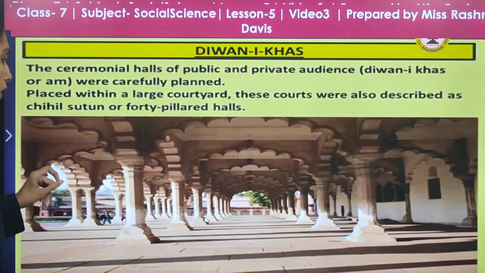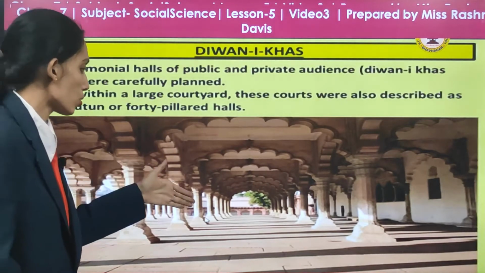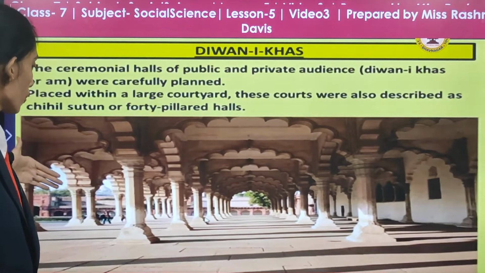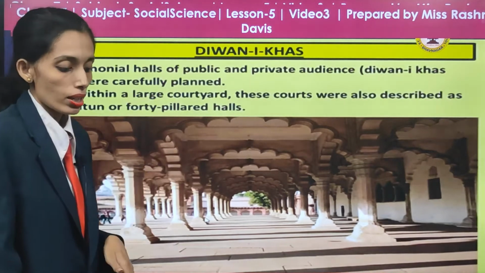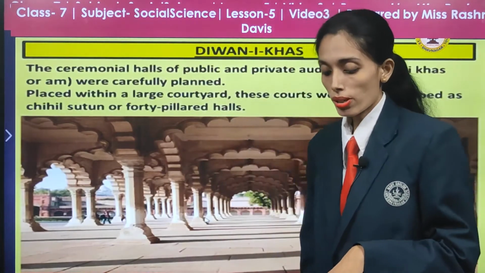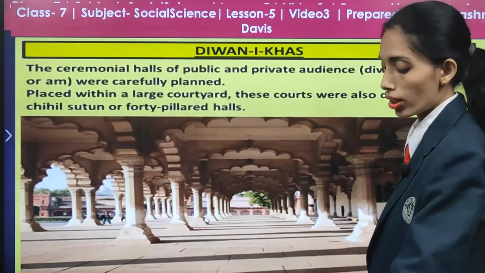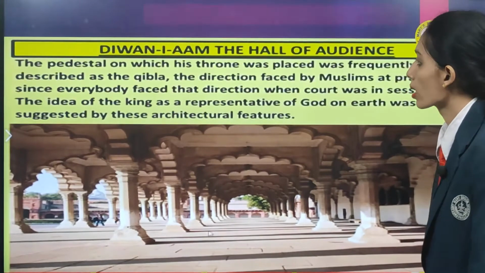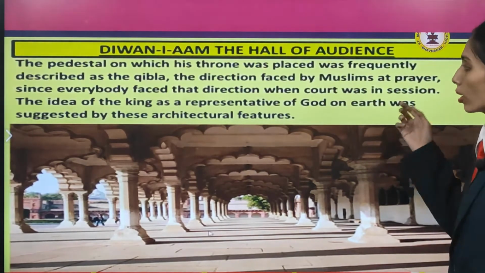a 40 pillared hall. You can just observe all these pillars which are there. It is constructed on 40 pillars. Diwan-e-Khas. This is the hall for the audience.